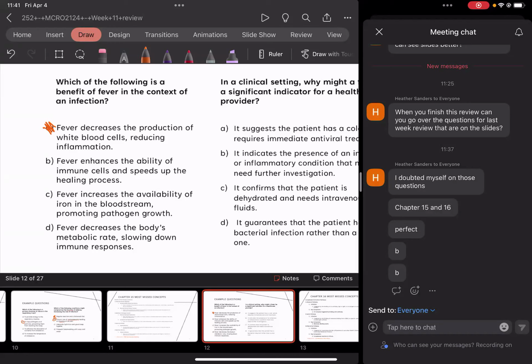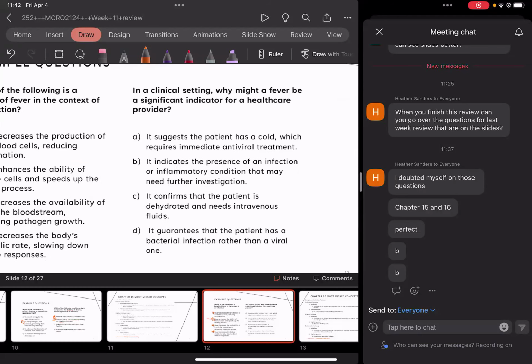Or B, fever enhances the ability of the immune cells and speeds up the healing process. Fever does do this for us. That's one of the benefits. Fever increases the availability of iron in the bloodstream. Actually, fever eliminates iron from the bloodstream and hoards it away. The pathogens use it for growth, so we remove iron from the bloodstream so the pathogens can't use it. That's part of the fever response. Next, fever decreases the body's metabolic rate, slowing down our immune responses. Fever increases our metabolic rate. So our answer is B here again.